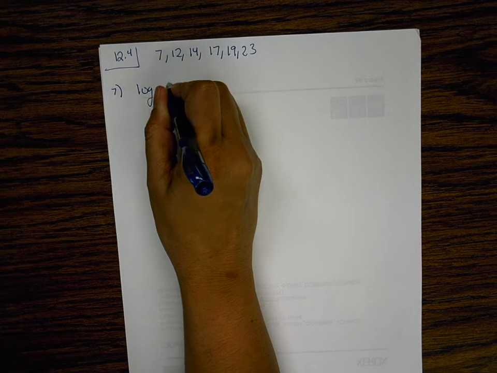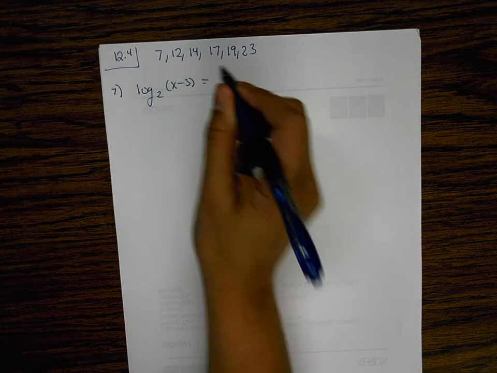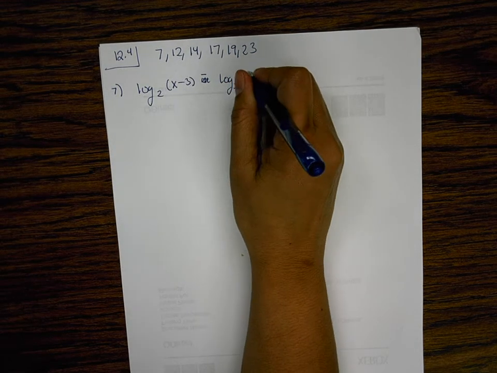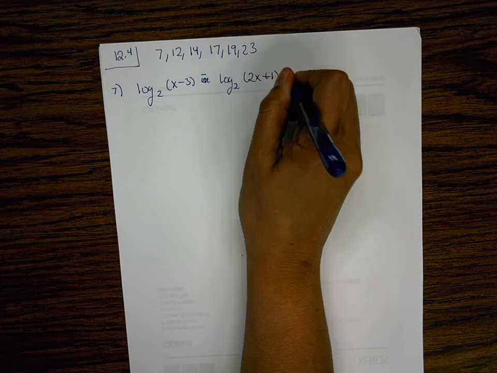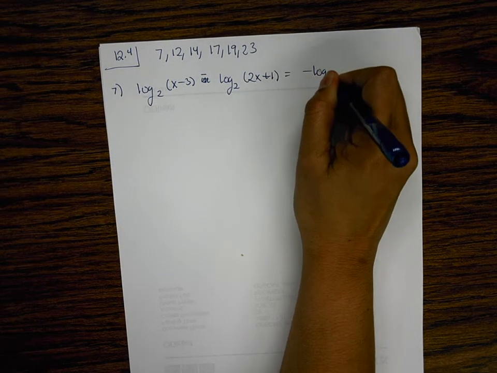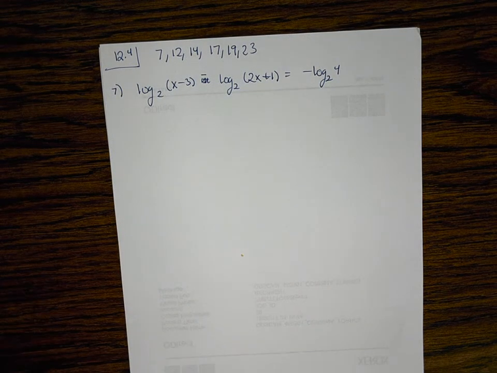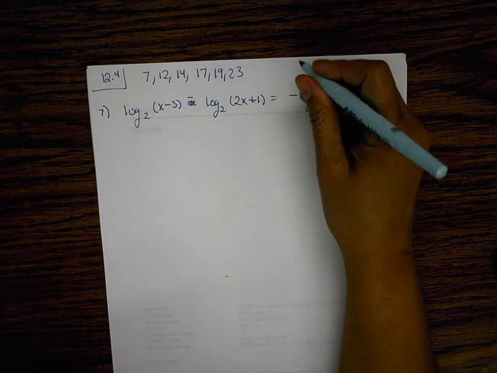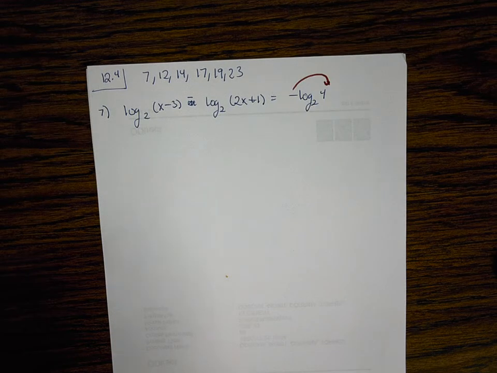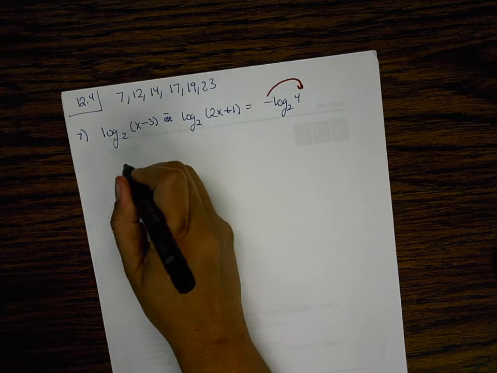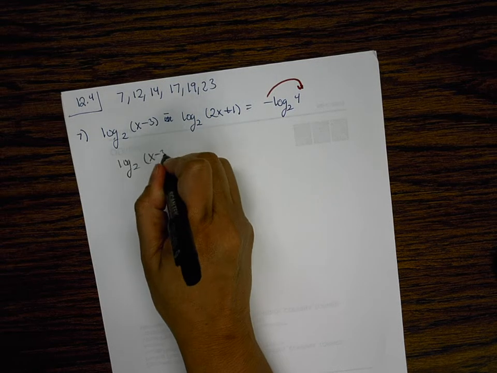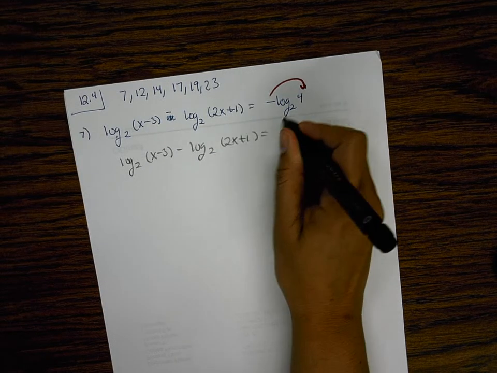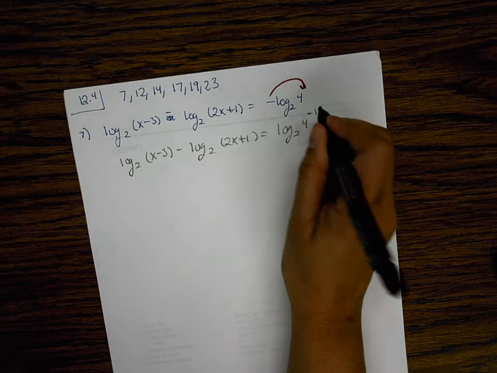Off the worksheet, it's log base 2 of x minus 3 minus log base 2 of 2x plus 1 equals negative log base 2 of 4. Okay, and you're asked to solve. So what I'm going to do is bring this negative coefficient up as an exponent, and everything else I'm going to leave the same. Log base 2 of x minus 3 minus log base 2 of 2x plus 1 equals log base 2 of 4 to the negative 1.